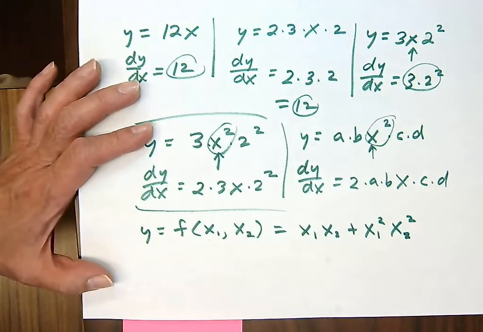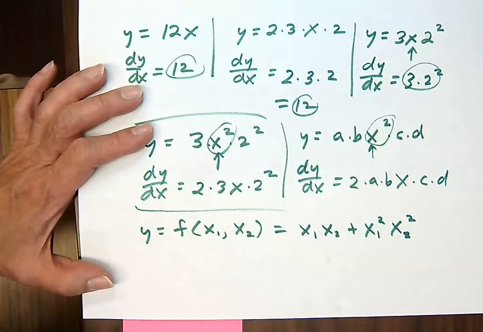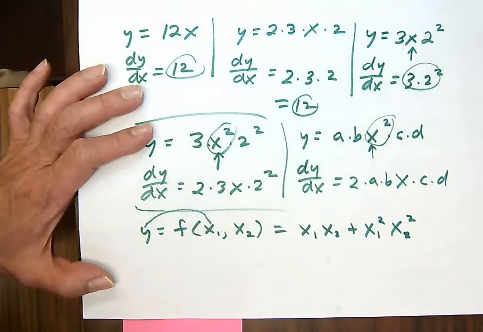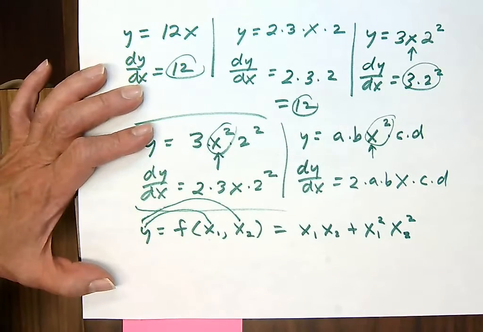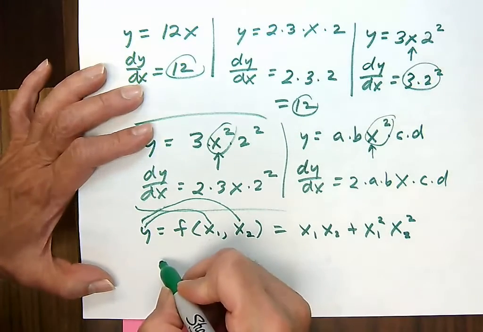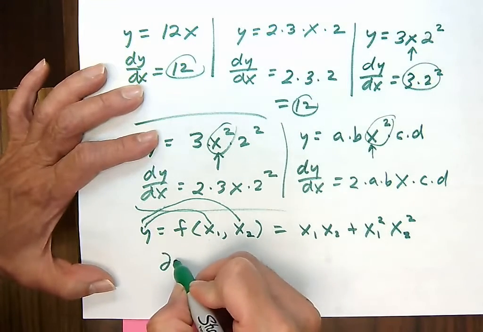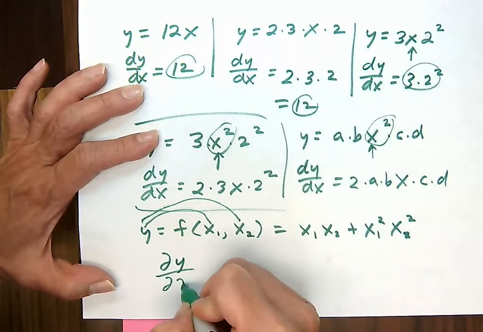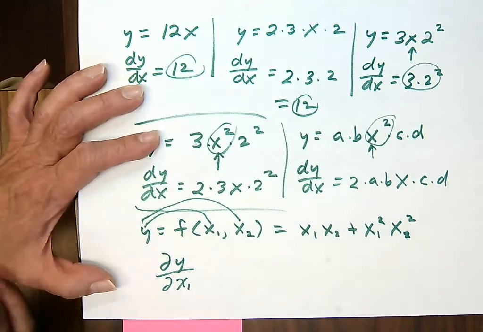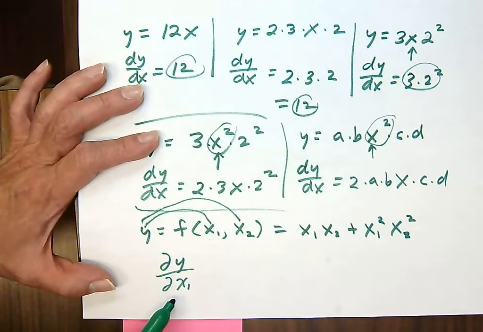Okay, there's 2 partial derivatives we need to look at here. The first is the partial derivative of y with respect to x1, and then we need to look at the partial derivative of y with respect to x2. And when we look at the partial derivative of y with respect to x1, the symbol we use is partial y, partial x1. And that partial derivative sign looks kind of like a backward 6. But we read this expression as the partial derivative of y with respect to x1.